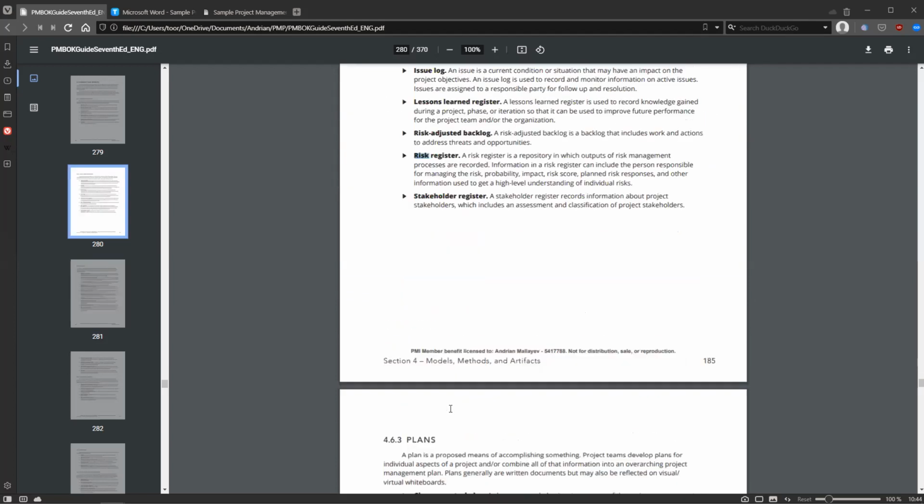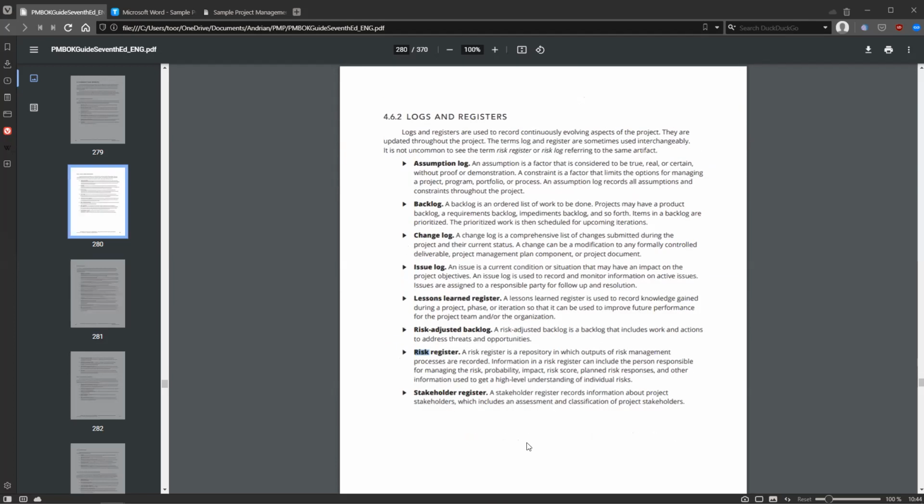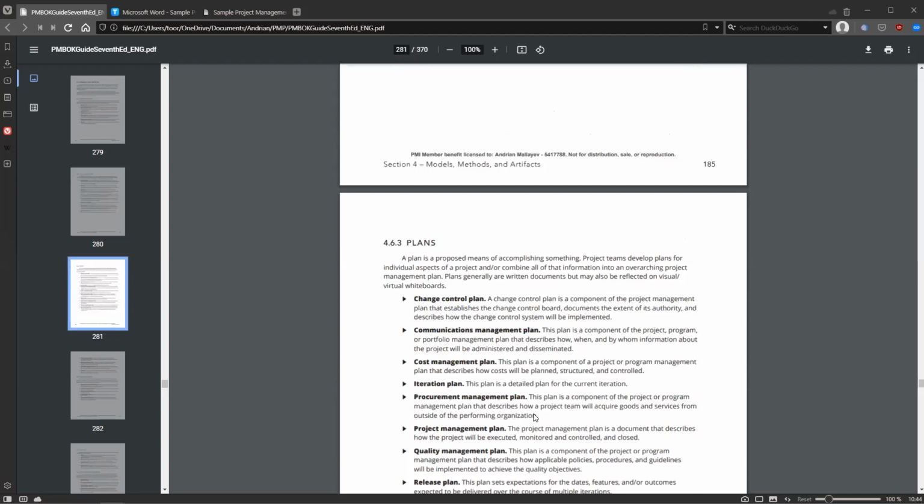Okay, any questions so far about logs and registers? I outlined the most important ones that are very commonly used. Any questions? No. Okay. I have a question. So go ahead.